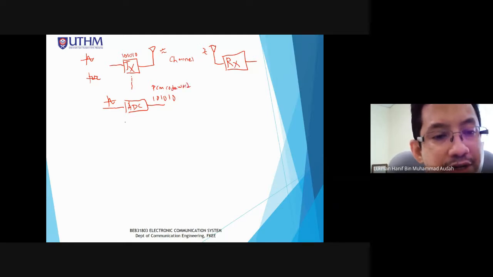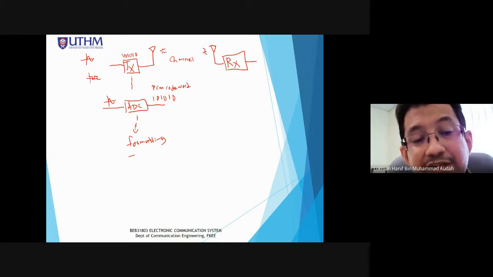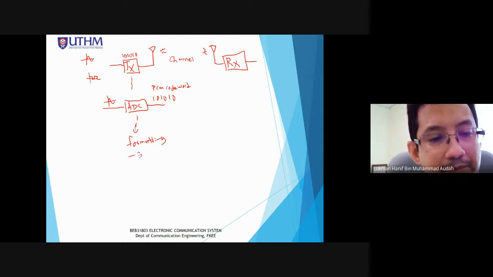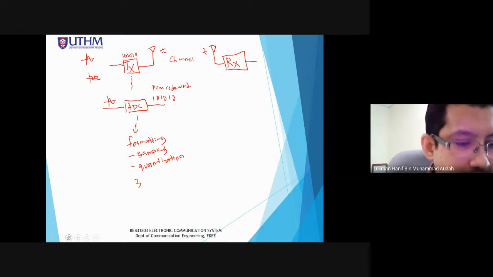So apa yang ADC buat? ADC buat ini yang dipanggil sebagai proses formatting yang kita dah belajar. Apa yang dia buat? Dia akan buat 3 perkara. Secara asas ni 3 perkara. Sebenarnya ada proses-proses lain, tetapi yang paling asas sekali 3. Okay, yang pertama sampling. Yang kedua adalah quantization. Yang ketiga adalah encoding.